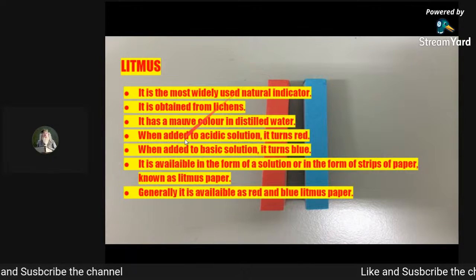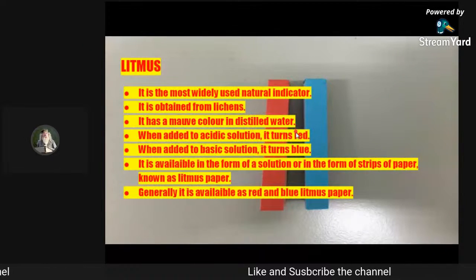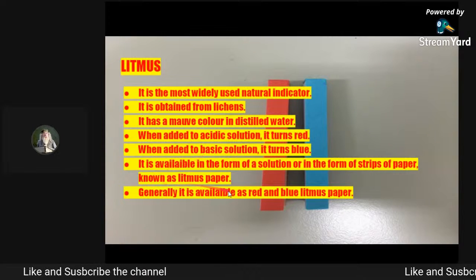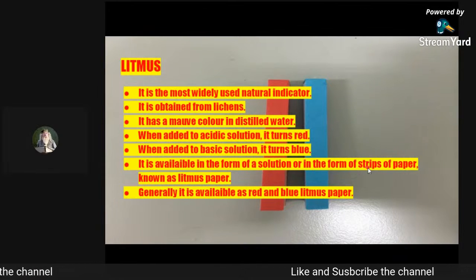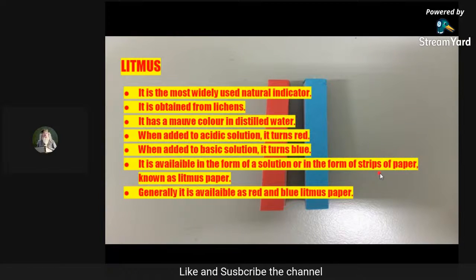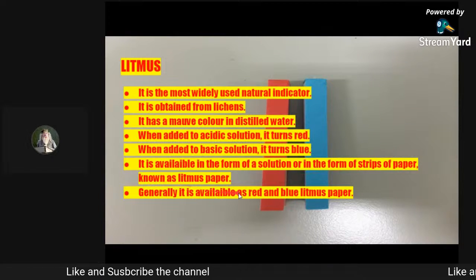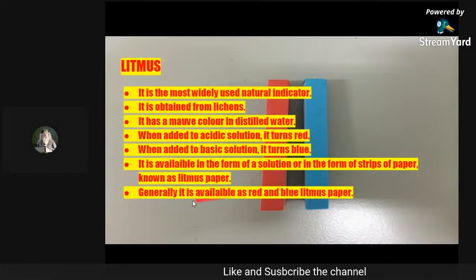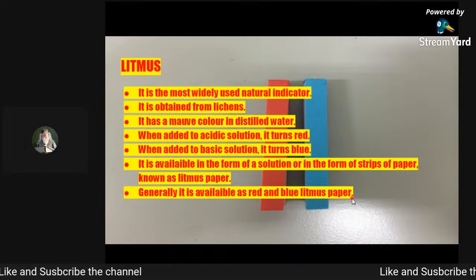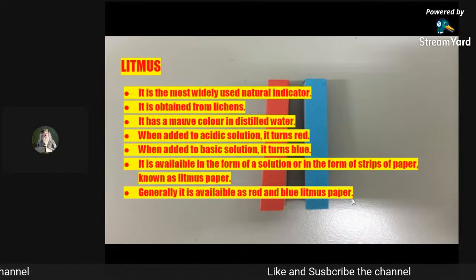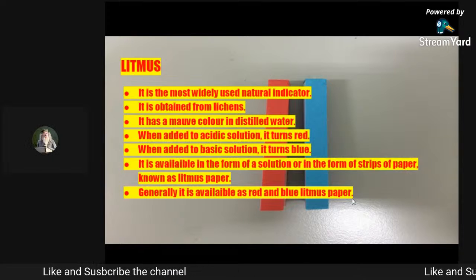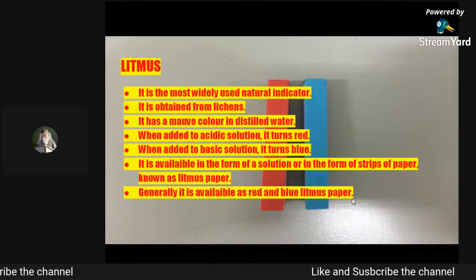So litmus, if it is added to acid, turns red. If it is added to base, it will turn blue. It is available in the form of a solution or in the form of strips of paper, known as litmus paper. Generally it is available as red and blue litmus paper. In distilled water, it has a mauve color, which is nothing but a violet color.